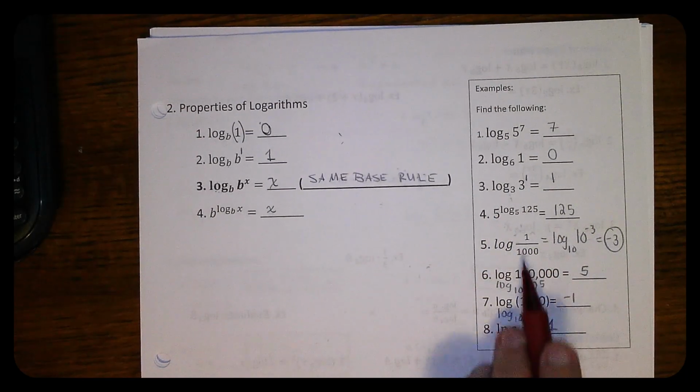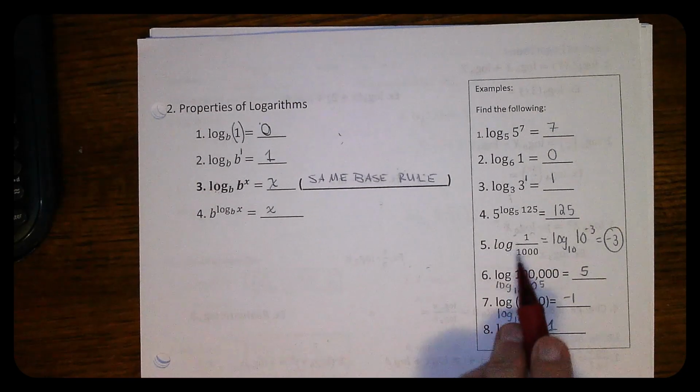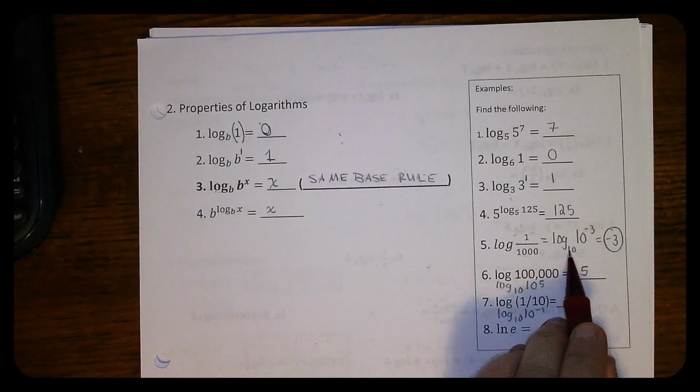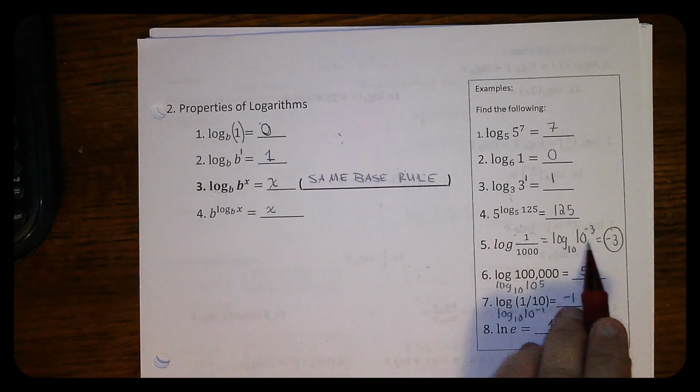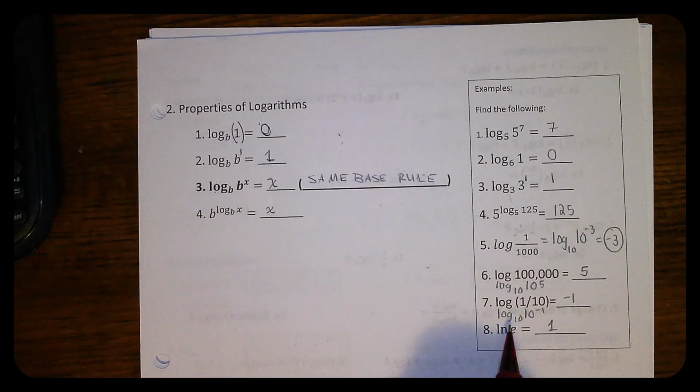Here, this is a repeat from the other side. If you don't see the base, it's 10. Log base 10 of 1 over 1,000, well, that's the same thing as 10 to the negative 3. So the log base 10 of 10 to the negative 3 is negative 3.